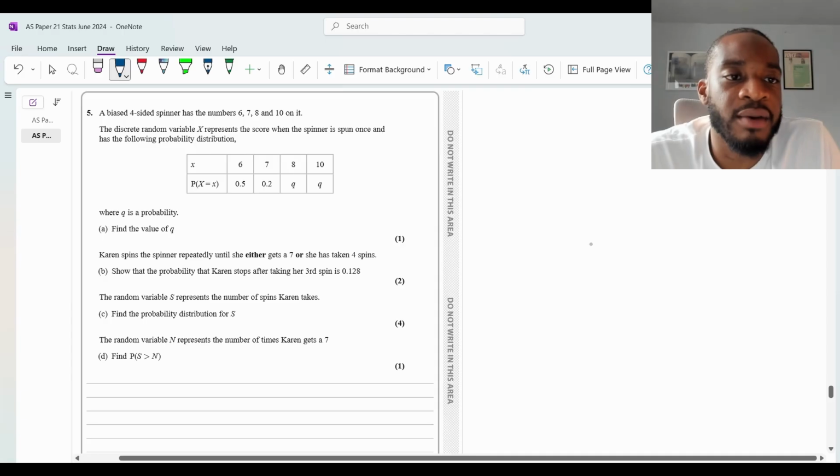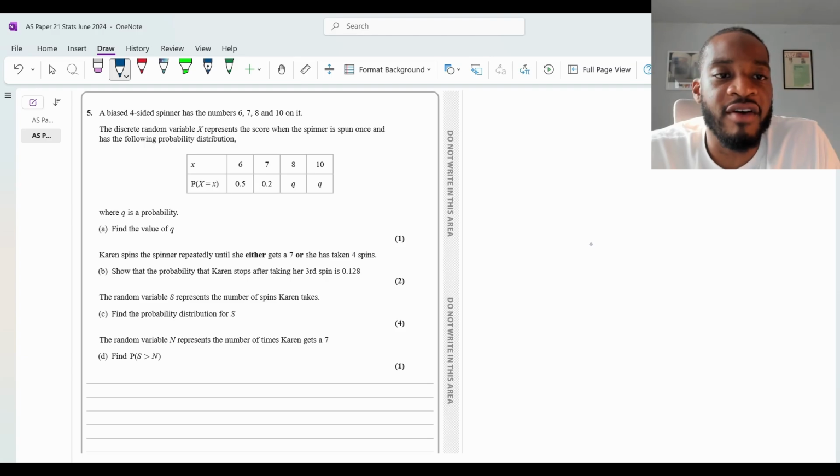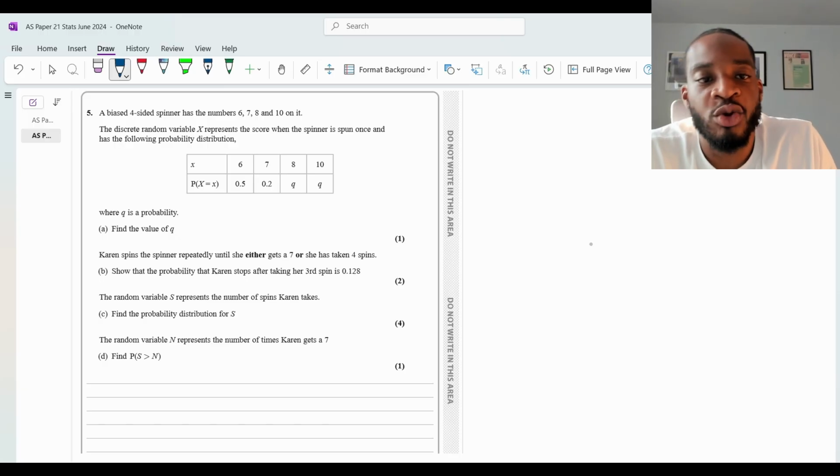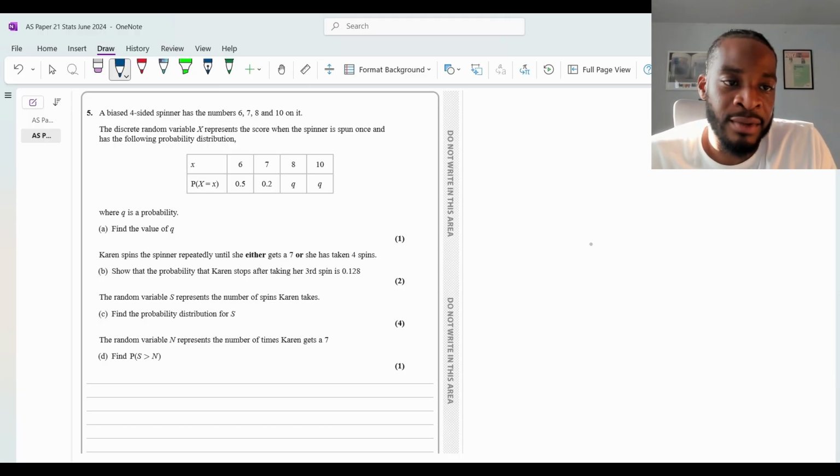Okay, so question 5 says a biased four-sided spinner has the numbers 6, 7, 8, and 10 on it. The discrete random variable X represents the score when the spinner is spun once and has the following probability distribution. So we've got the table, we've got the set of x values 6, 7, 8, and 10, and then we've got the actual probabilities for each of these, which are 0.5, 0.2, Q, and Q, where Q is a probability. Part A says find the value of Q, and this is 1 mark.